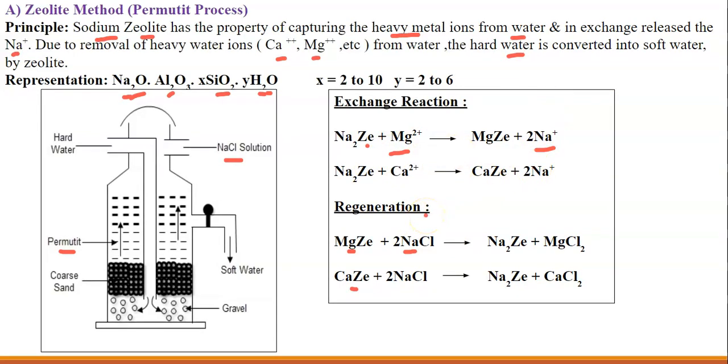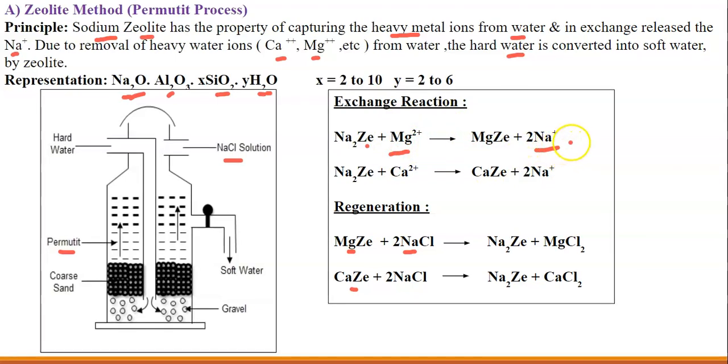Now there are certain drawbacks of this method also. As you can see, all the metal ions present in hard water are replaced by sodium ions. So water is getting converted into soft water, but the amount of sodium ions is also increasing. Another drawback is that in this zeolite bed, in Permutit, we cannot use hot water or highly acidic water. If we use hot water or highly acidic water, then it disrupts the zeolite bed.